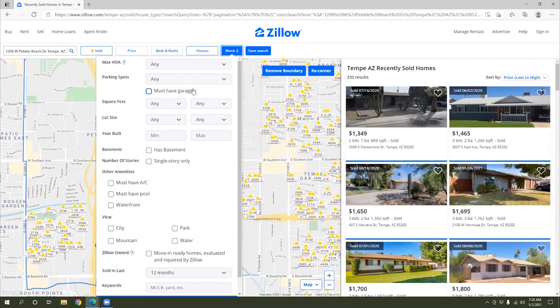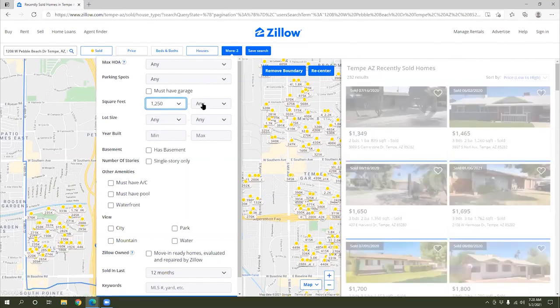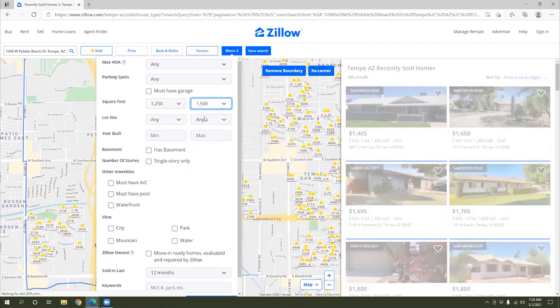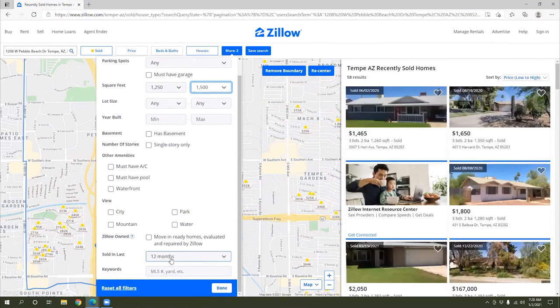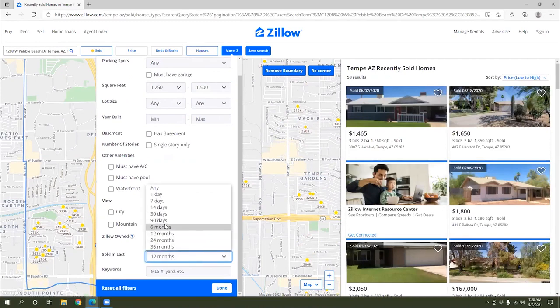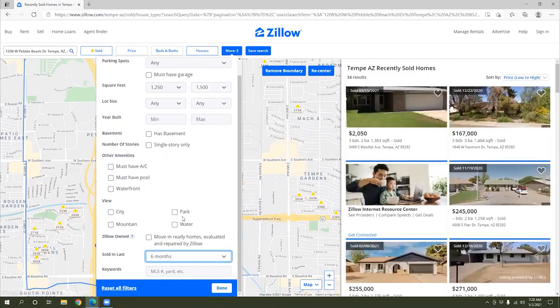So here, our property had 1,386 square feet. We want to kind of bracket those numbers. So let's just see if we can find it between 1,250 and 1,500. If we have to move that out, we can. I can leave, let's try 6 months. 12 months ago, the market was still way different than it is today.